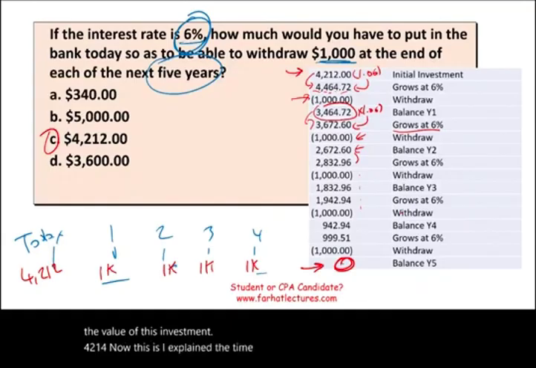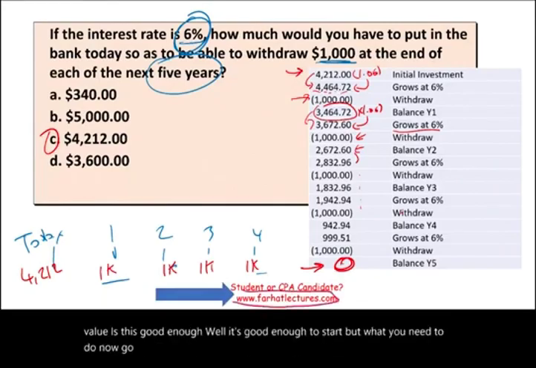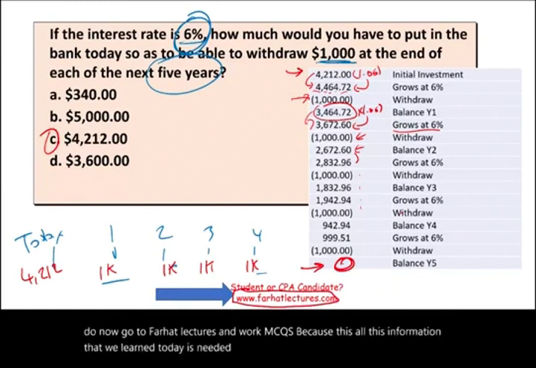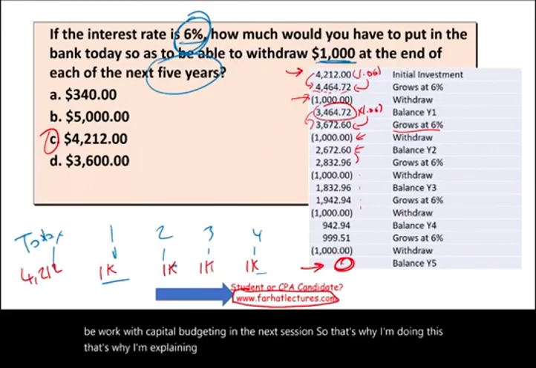Now, I explained the time value. I explained how to find the present value. Is this good enough? Well, it's good enough to start, but what you need to do now is go to Farhat Lectures and work MCQs, because all this information that we learned today is needed for capital budgeting, which we're going to work with in the next session. So that's why I'm explaining the time value now. So when I'm covering capital budgeting, I'm going to say, you know how to discount, and I'm going to take that for granted.